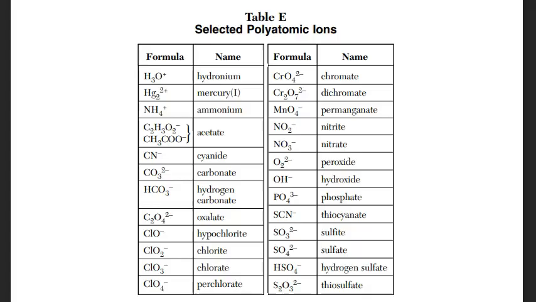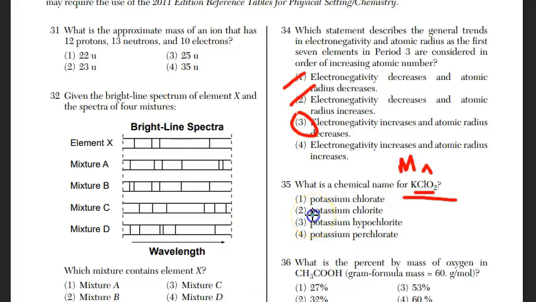And here it is, reference table E, selected polyatomic ions. Now we're looking for ClO2. And if we just go ahead and start from top to bottom, here it is as chlorite. When you have a polyatomic ion, you do not change the ending. You just go ahead and put it right in there. We're looking for potassium chlorite, which is choice 2.